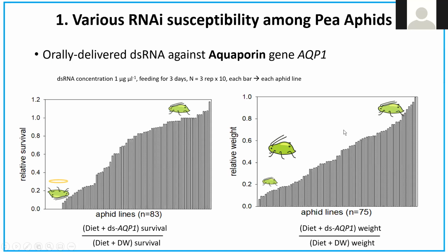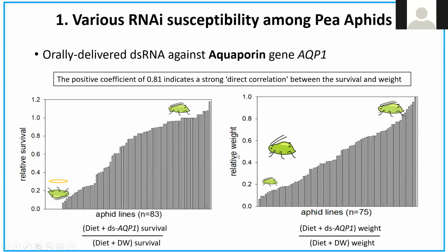In order to see whether there is any correlation between low survivor and low body weight, and high survivor and high body weight, we performed a correlation analysis. The result says that the positive coefficient of 0.81 indicates a strong direct correlation between the survivor and the body weight.